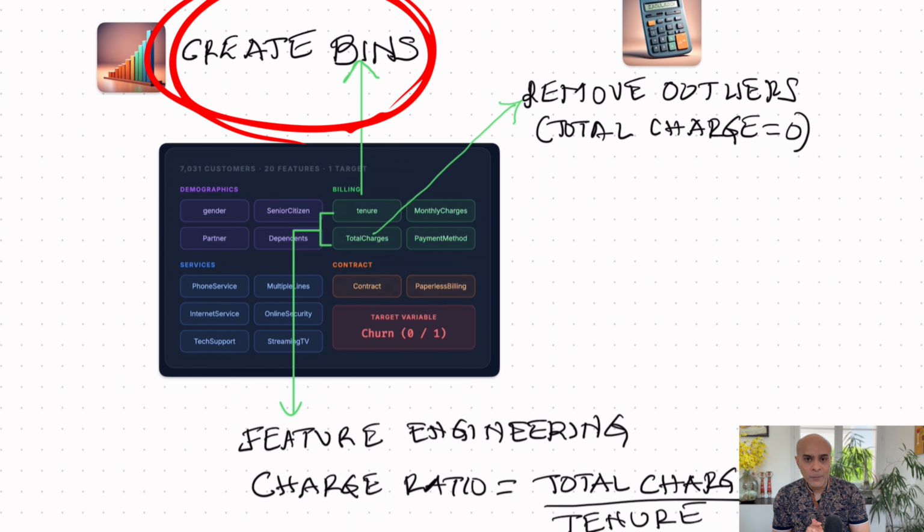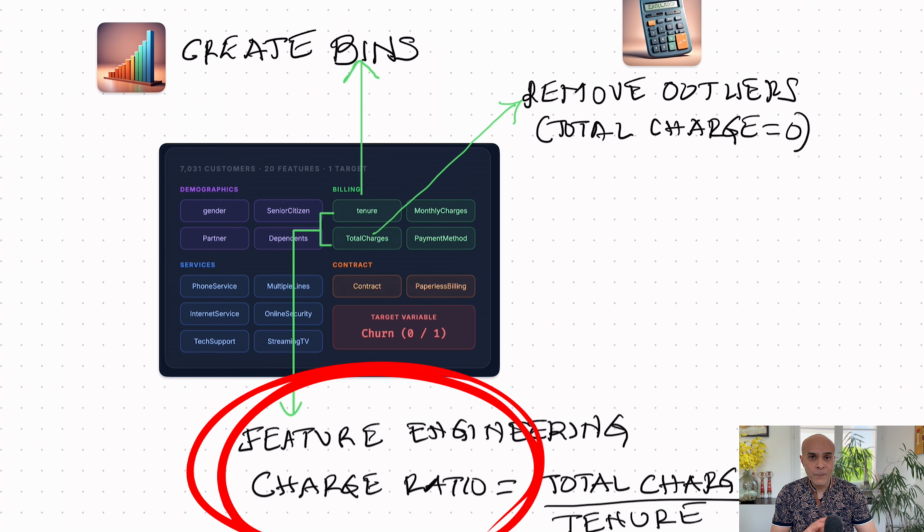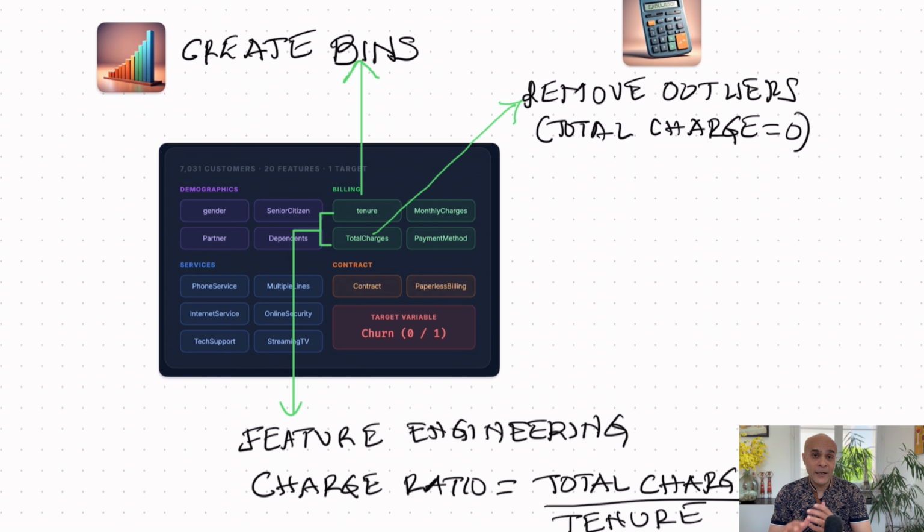The tenure column indicates the number of months the customer has been with the company, and we can convert them into bins, which is going to help us improve the model accuracy. We can also perform feature engineering such as creating a charge ratio, which is calculated by taking the total charges divided by the tenure. Now let me also show you the Python code snippet for data preparation.